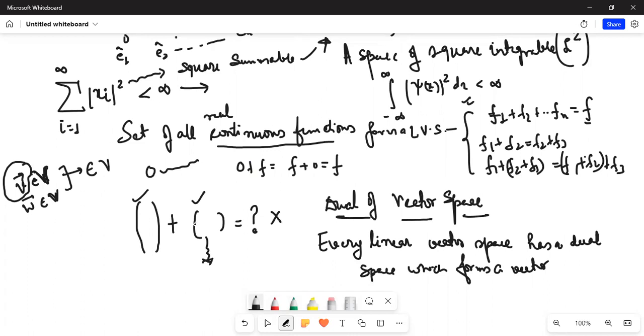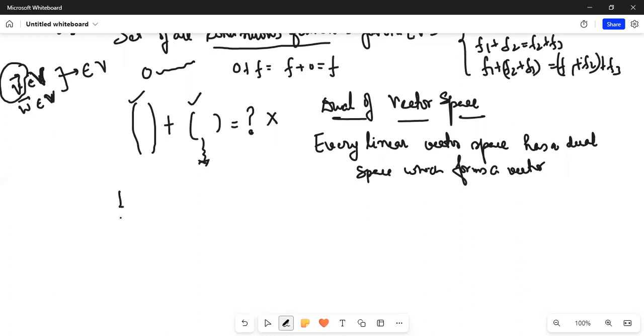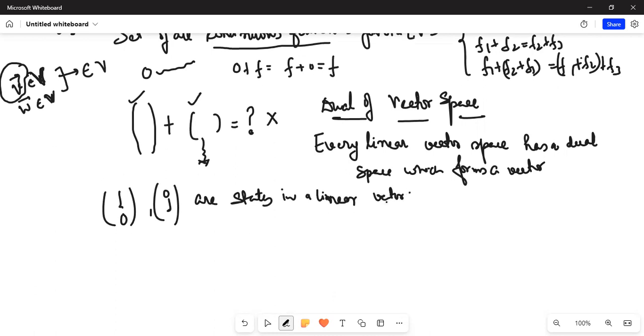So for example, if (1, 0) and (0, 1) are some states in a linear vector space, then obviously in that particular vector space you cannot have (0 1) and (1 0) as rows, but a dual space corresponding to this would contain them. So the dual space would contain (1 0) and (0 1). So these will be contained in the dual space.